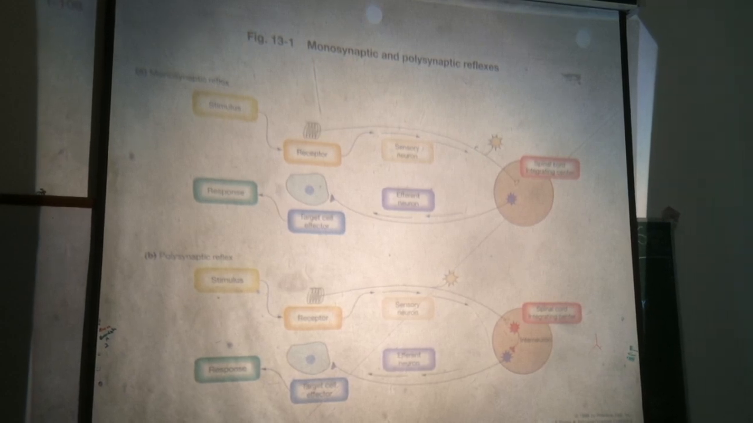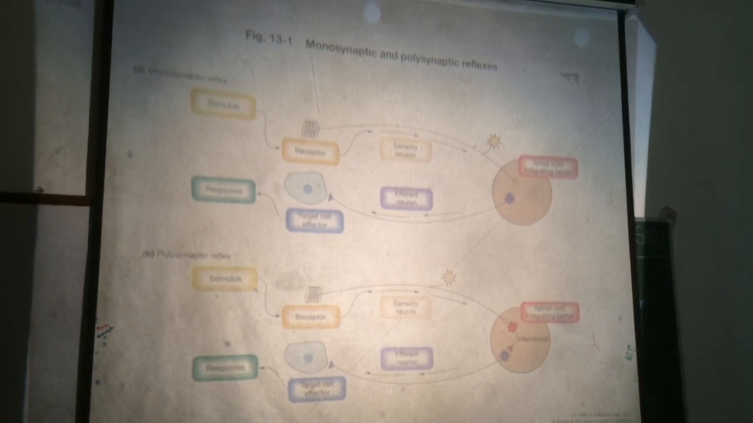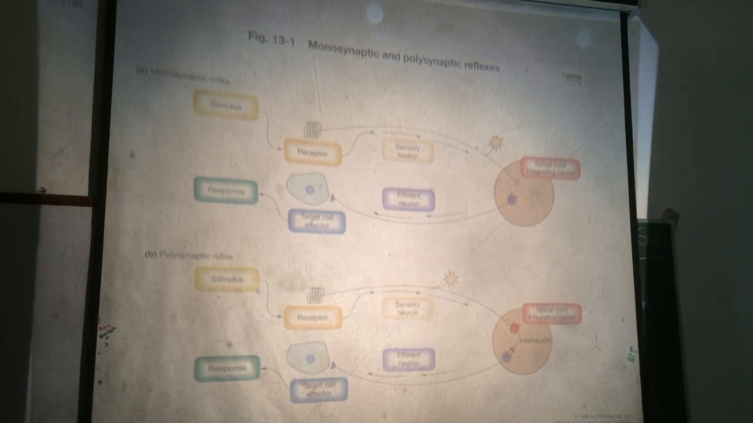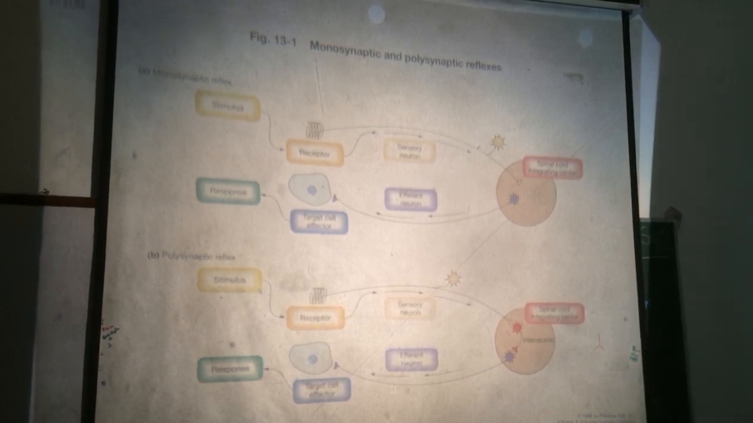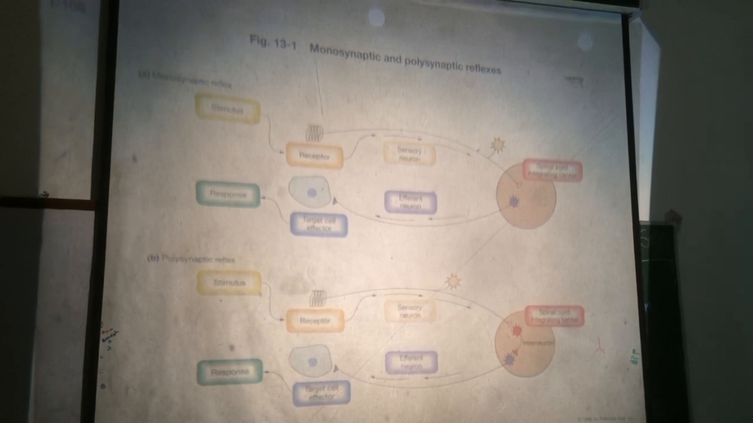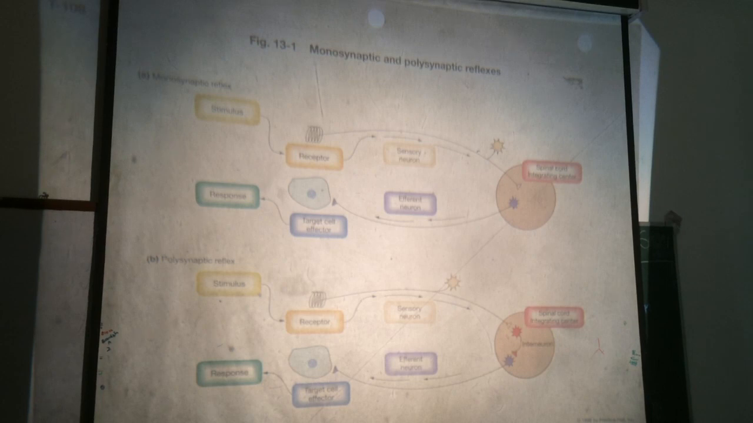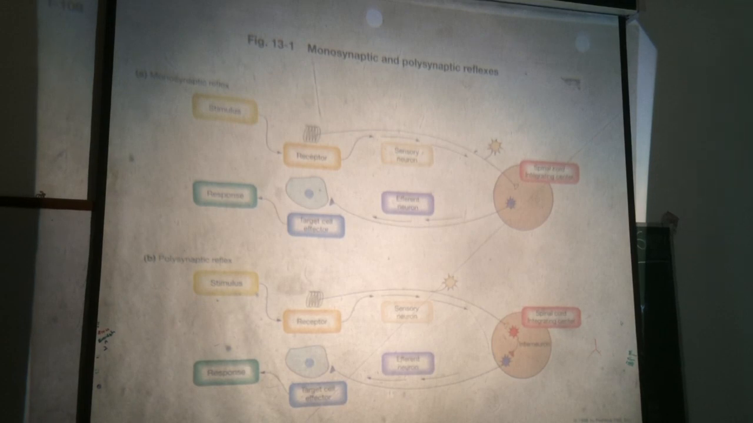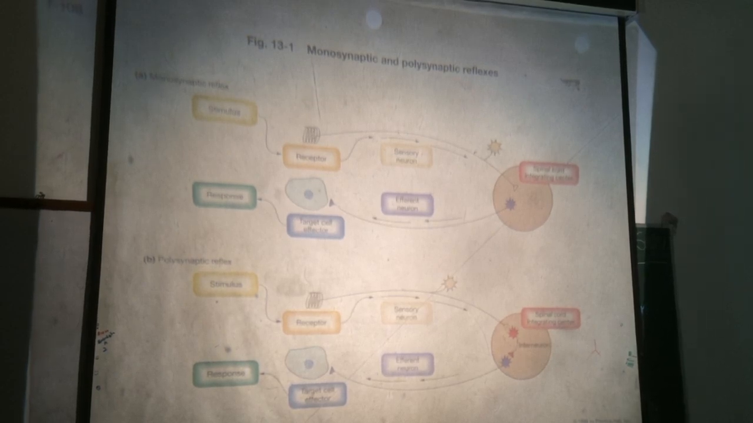Then there are pathological reflexes, and these include Babinski's sign. Babinski's sign is present in the upper motor neuron region. And then clonus, an abnormal type of reflex, is also present in the upper motor neuron region. So this was about how the reflexes are classified. So this was about today.